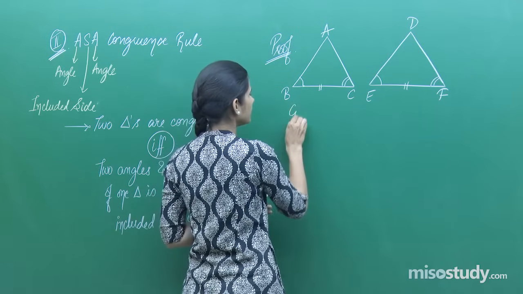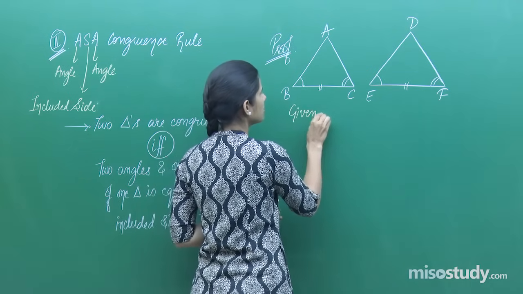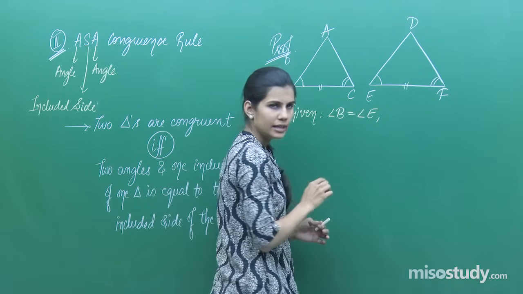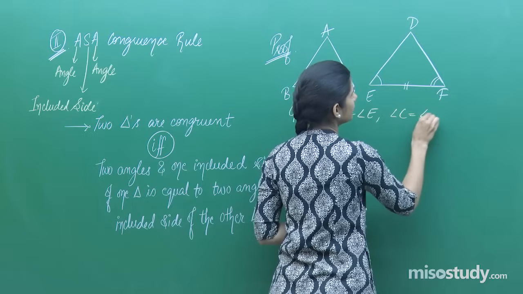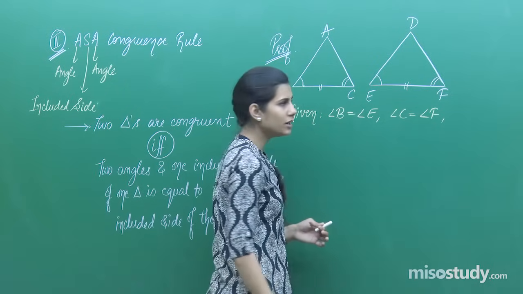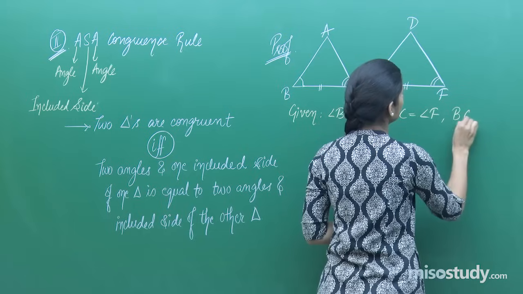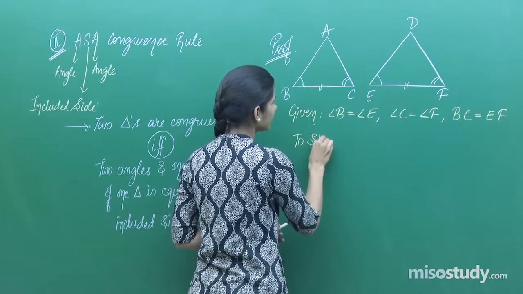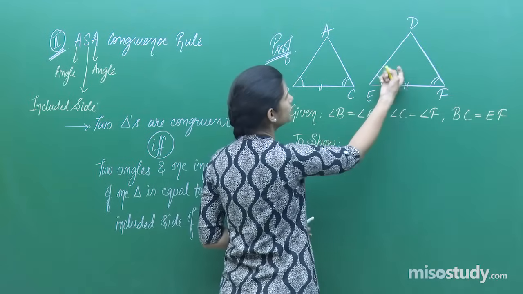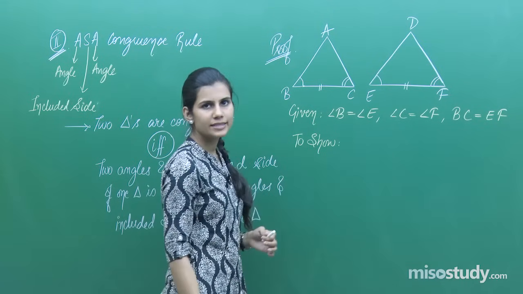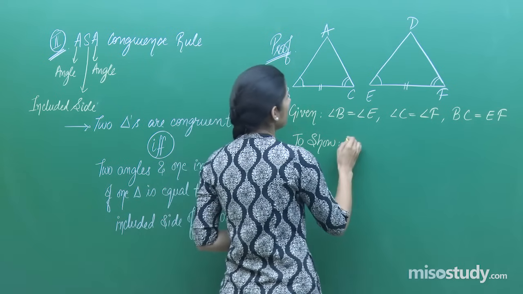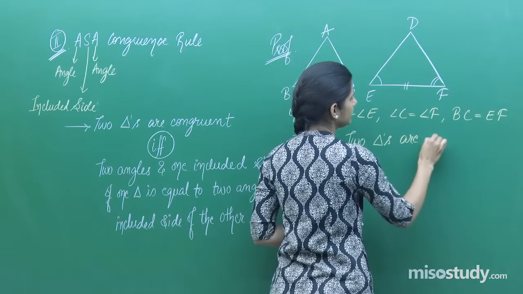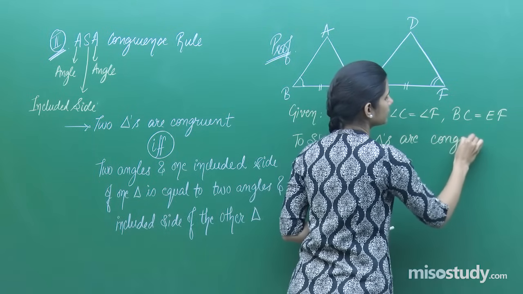So this is given to me. Angle B is equal to angle E, angle C is equal to angle F, two angles are equal, and the included side is equal. With this given information, can you show that when this triangle is superimposed over this, it will exactly cover it? That means, can you show that the two triangles, triangle ABC and triangle DEF, are congruent?